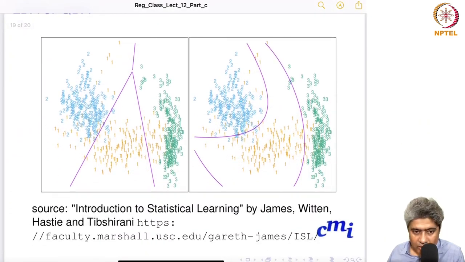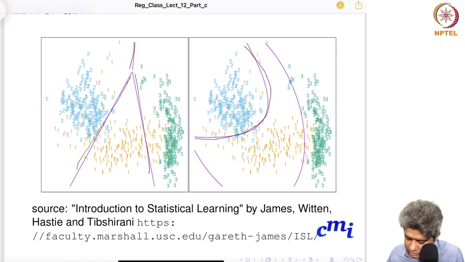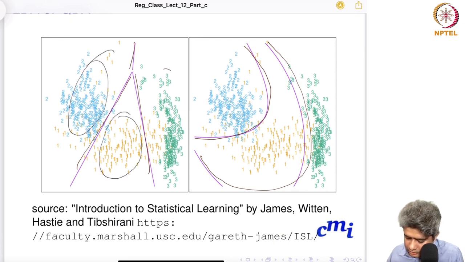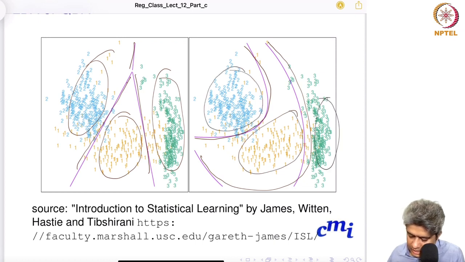I have taken this figure from Hastie and Tibshirani's book, James, Witten, Hastie and Tibshirani. This is how linear discriminant analysis looks, and this is how quadratic discriminant analysis looks. They are trying to model a 3-class problem like the one we are doing with the Iris dataset, and they show how quadratic discriminant analysis and linear discriminant analysis behave. The decision boundary is quadratic for QDA, and decision boundaries are linear in LDA.